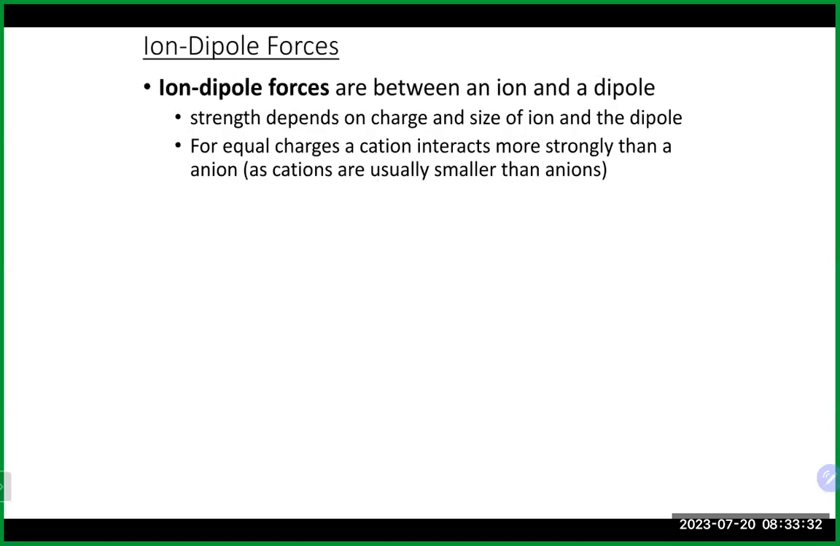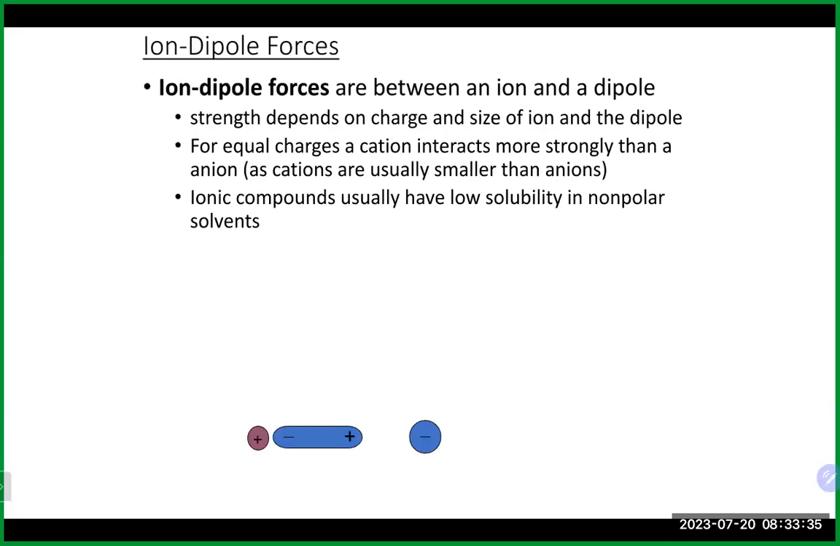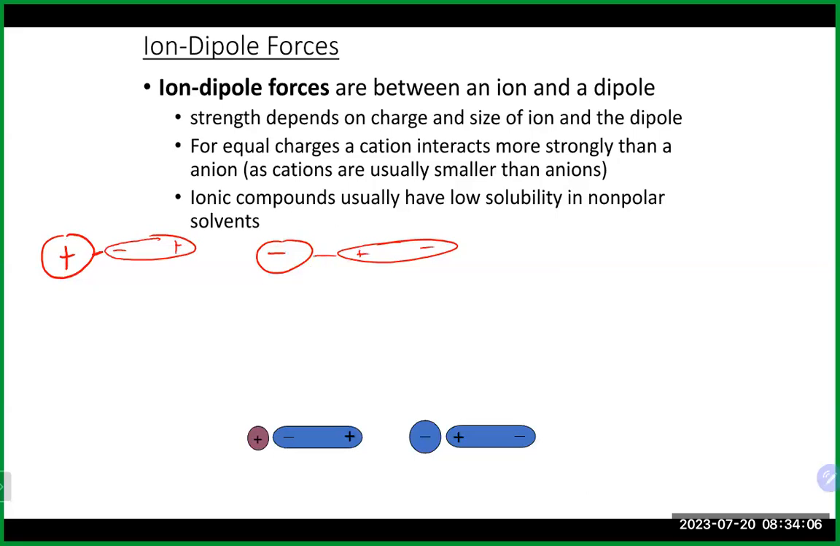Now, another type of force that occurs with polar molecules is an ion dipole force. And much like the name implies, it's an ion and a dipole. So you basically have an ion and a polar molecule coming together. An ion can be either positively charged or negatively charged. And again, if you have that polar molecule, the negative side would be attracted to the positive ion, and the positive side would be attracted to the negative ion.